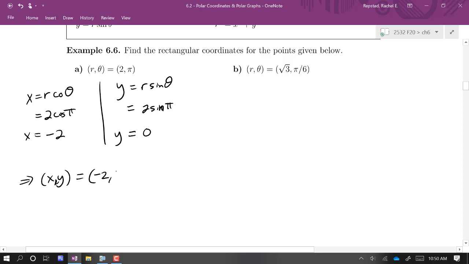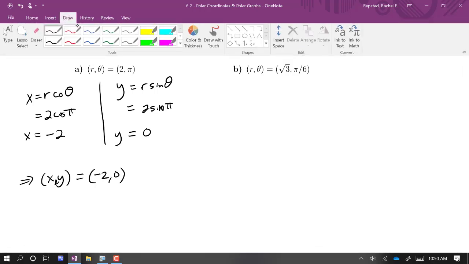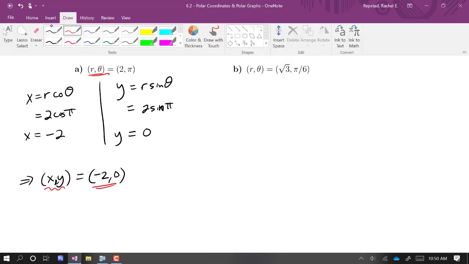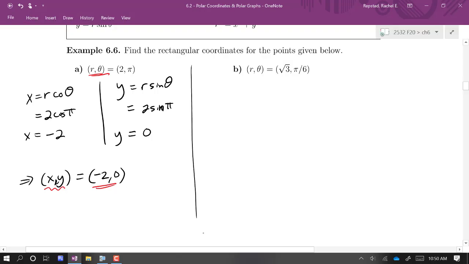is -2, 0. And now that we're working with polar coordinates and rectangular coordinates, it's actually pretty important to specify, like this part here where we say the xy point is -2, 0. That's important, right? Here they told us that the r theta point was 2 pi. So we want to make sure that we're really clear, communicating clearly whether a point we're giving is in polar coordinates or rectangular coordinates. Let's do another one.